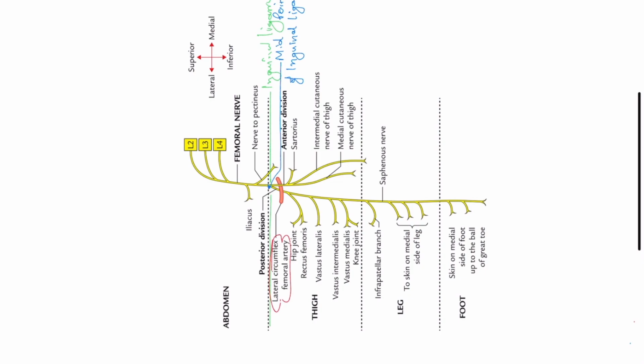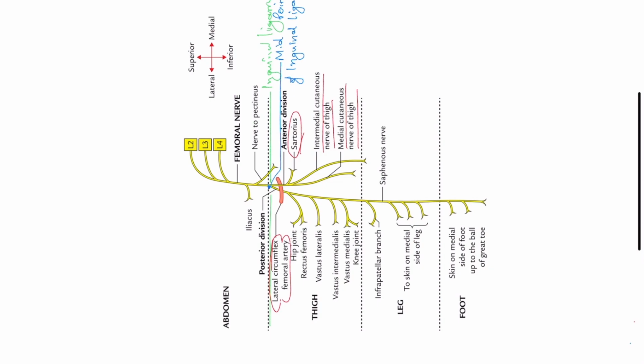So the anterior division, you can see, gives out these cutaneous branches. One is the intermediate cutaneous nerve of the thigh and the other one is the medial cutaneous nerve of the thigh. Generally it's the intermediate cutaneous nerve of the thigh which gives a branch that supplies sartorius, or sometimes this branch to sartorius may arise from the anterior division itself. Mostly it's seen that it's a branch arising from the intermediate cutaneous nerve of the thigh.